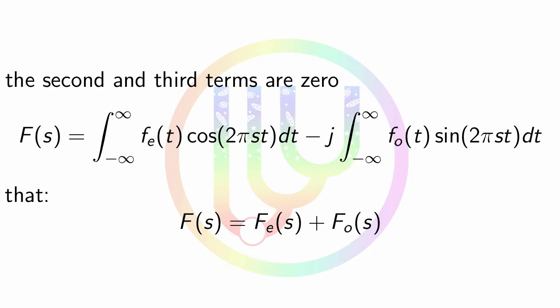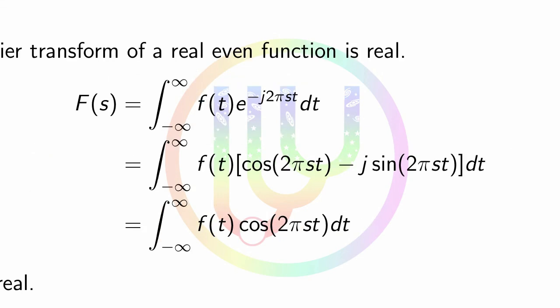So if you write these two terms, finally you can write F of s is equal to F e of s plus F o of s. Now based on this you can discuss a theorem. The theorem states that the Fourier transform of a real even function is always real. For a real even function, the Fourier transform will be real.